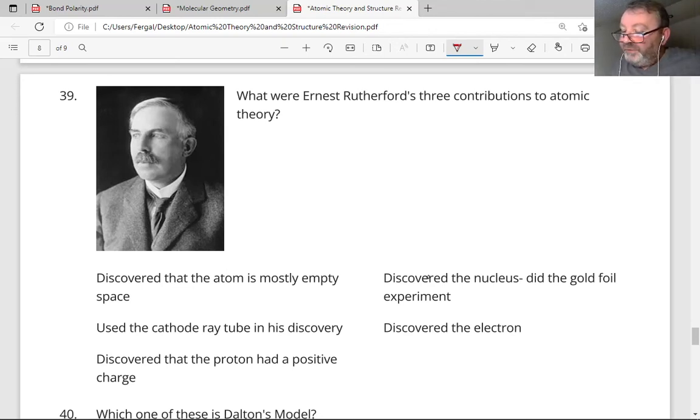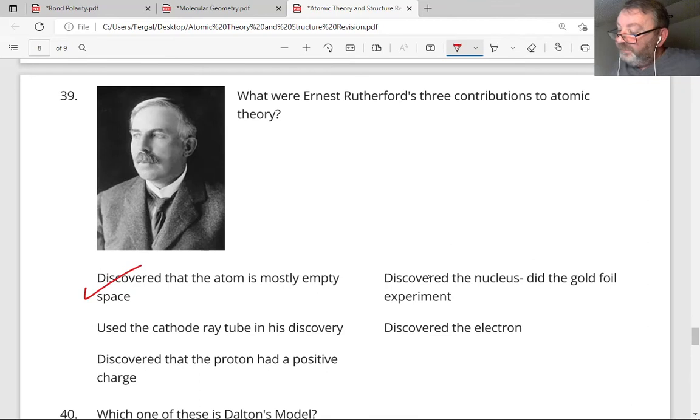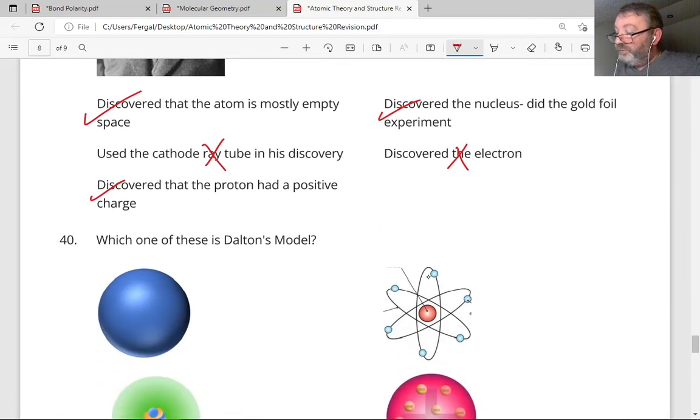So, did he discover the atom? Yes. Did he use cathode rays? No. Did he discover the proton? Yes. Did he discover the nucleus through the gold foil experiment? Yes. And did he discover the electron? No. So 3 were correct. He discovered the atom is mostly empty space. He discovered that the proton had positive charges, and he discovered the nucleus because he did the gold foil experiment.